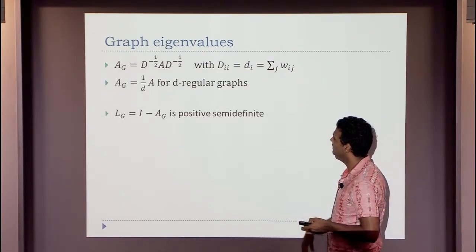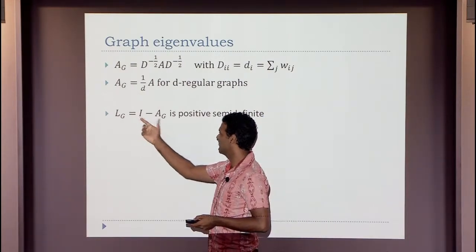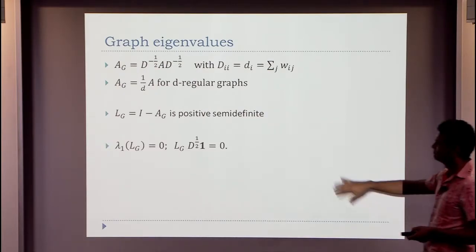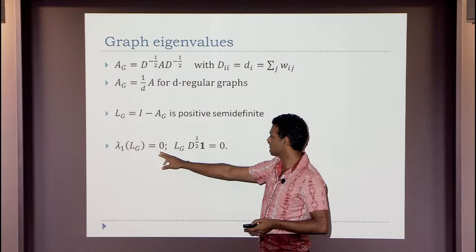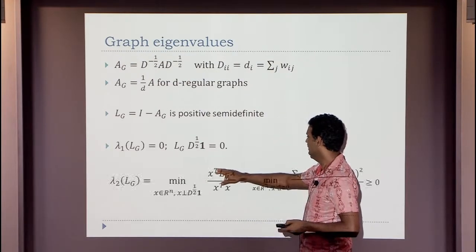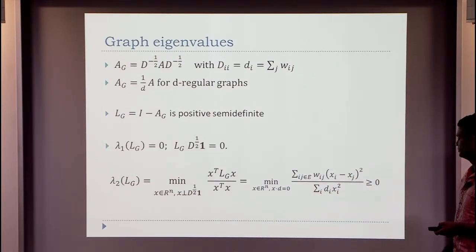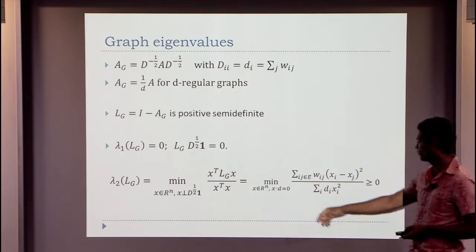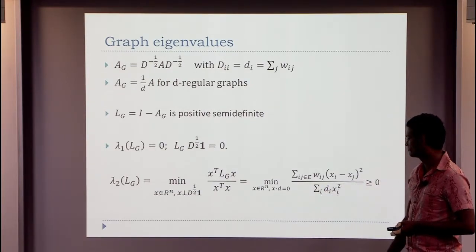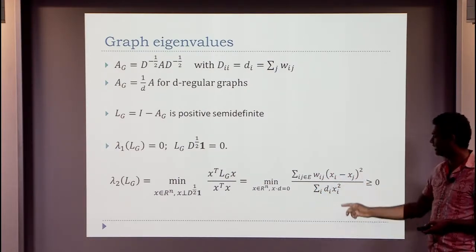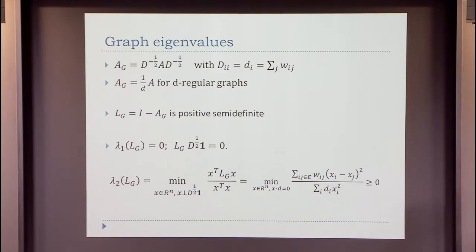The Laplacian is normalized again, so it's just the identity minus this normalized adjacency matrix. Conveniently, the smallest eigenvalue is 0, and the second one is this quadratic form, which you can interpret as the minimum over all vectors orthogonal to the degree sequence of the sum over all edges of the weight times the difference squared, divided by the sum over all vertices weighted by the degree. Okay, it's clearly non-negative, so it's a sum of squares.